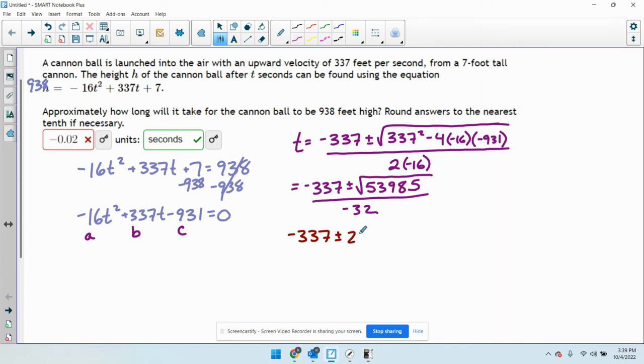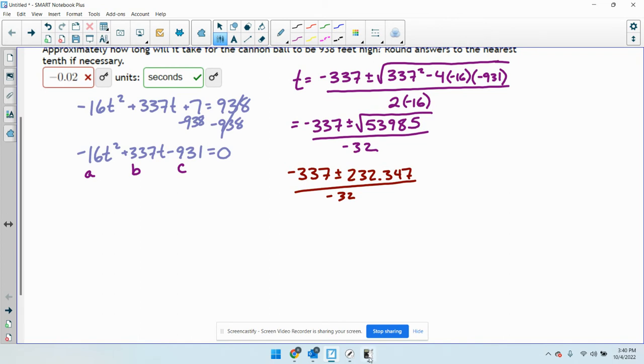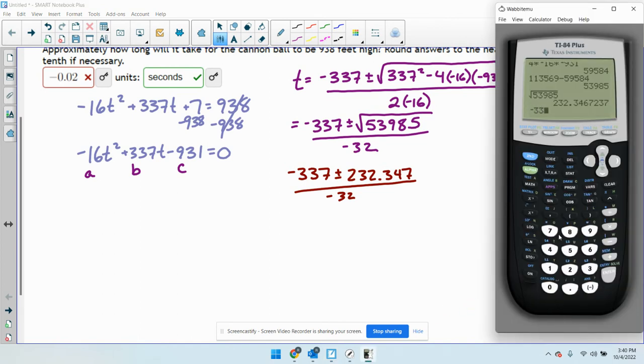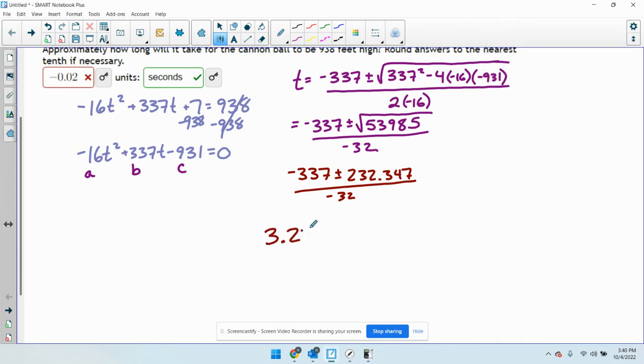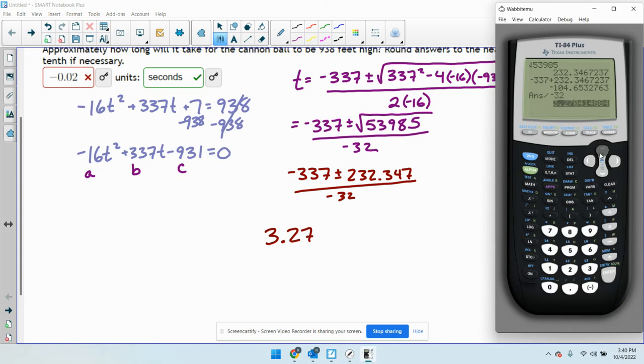So moving along, I have negative 337 plus or minus the square root of that number, 232.347. So I have two answers: negative 337 plus that, divided by negative 32, which is right at 3.27, and negative 337 minus that, divided by negative 32, which is 17.79. Always divide by the negative, or the denominator, very, very last. Don't try and combine them into one step.